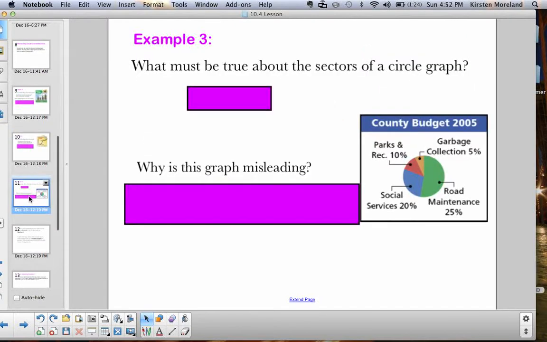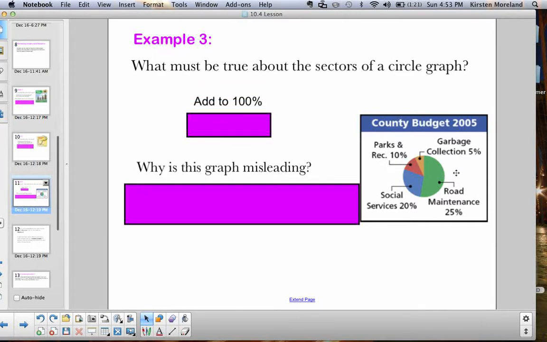The last one is a circle graph, and what you always want to check for circle graphs is that sectors must add to 100%. If you have a full circle and you're doing percentages, it has to add to 100%. If I look around this one, I have 10 plus 5 is 15, plus 25 gives me 40, plus 20 gives me 60. That is nowhere near adding to 100%.